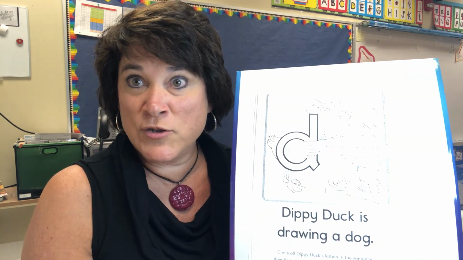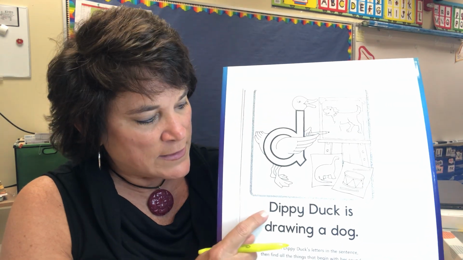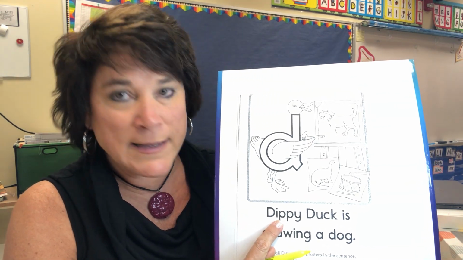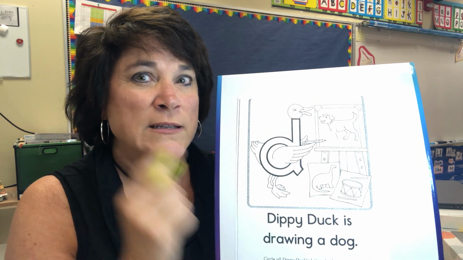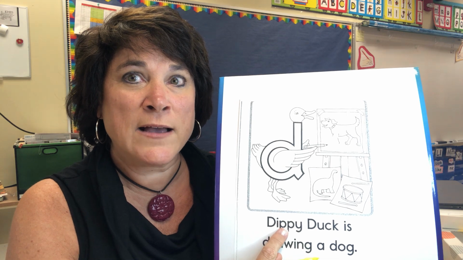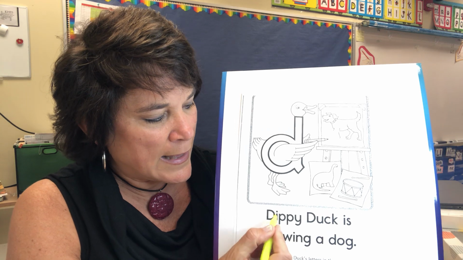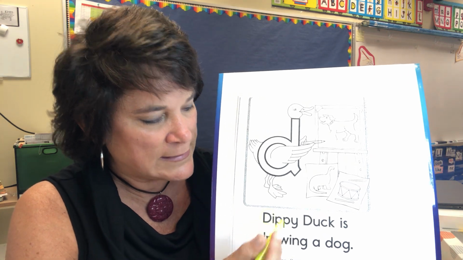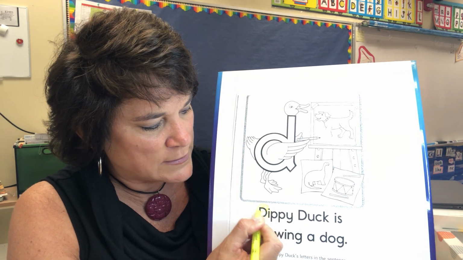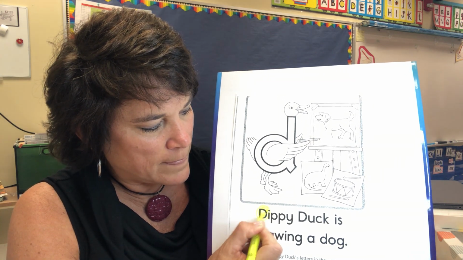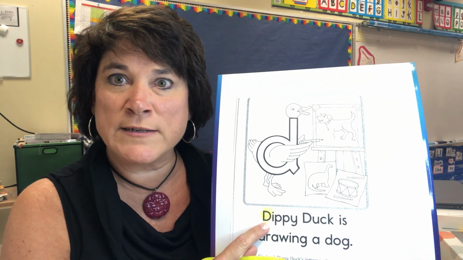All right, so we're gonna do this together. We're gonna look at the first word in this sentence. This first word, I'm gonna point to it, is Dippy. Can you hear D at the beginning of the word Dippy? That sound D. I'm going to circle this uppercase letter D with my highlighter. I'm going to color it in so you can see it a little bit better. There's an uppercase letter D in this word Dippy.